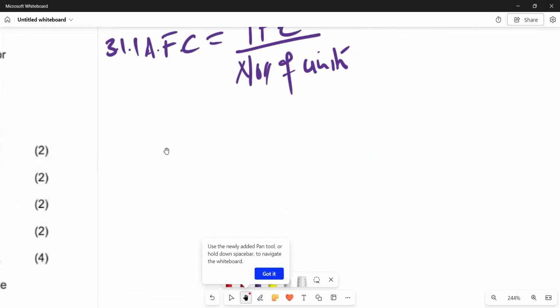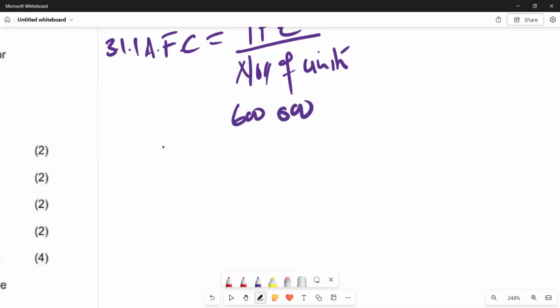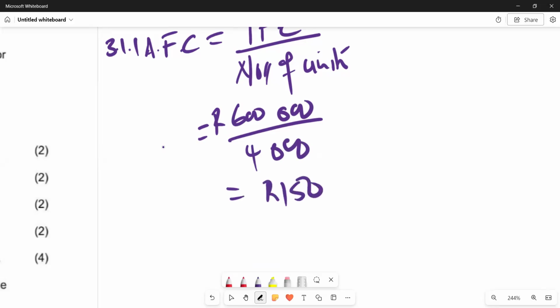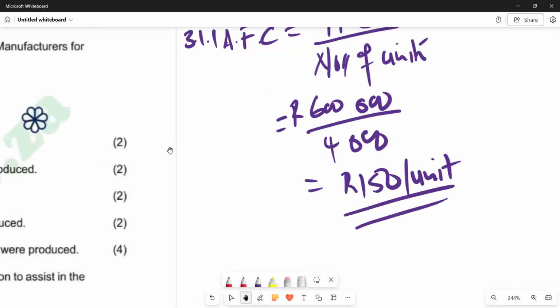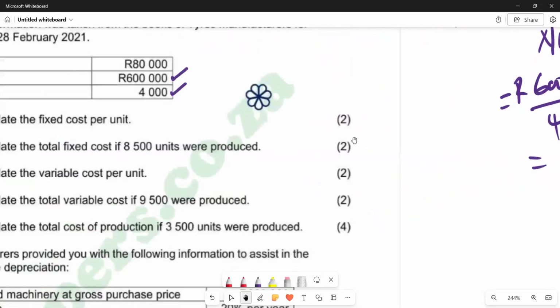We are saying 600,000, representing our fixed costs, and then we divide by the number of units, which is 4,000. To do that, we are going to get 150 rands per unit. So this is the answer that we have in terms of the average. Then we can go to the next question and see what it requires us to do.